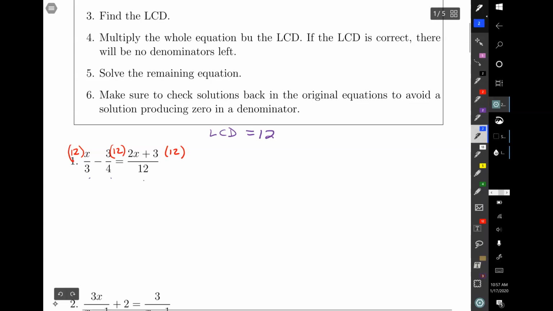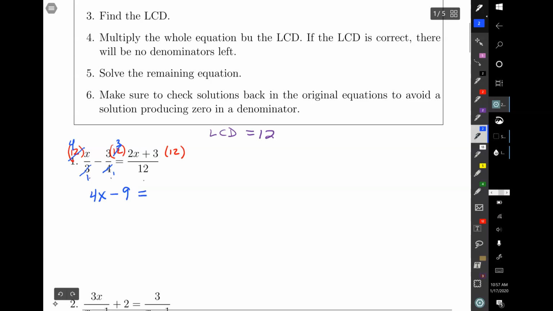So then I'm going to reduce each of these fractions. So for the x over 3, that will become 4x. And then the 3/4, when I multiply it by 12, will become a minus 9, because that was a subtract. And then we have an equal sign.